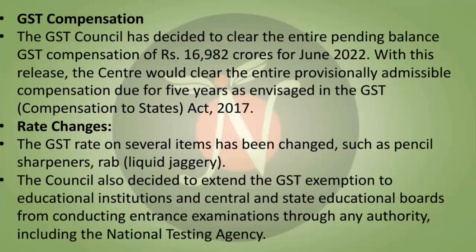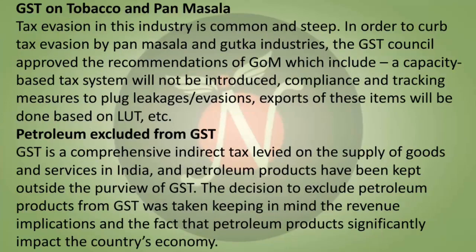Then there are rate changes. The GST rate on several items has been changed, such as pencil sharpeners, rubbers and liquid jaggery, RAB. The council also decided to extend the GST exemption to educational institutes and central and state educational boards for conducting entrance examinations through any authority including the National Testing Agency.